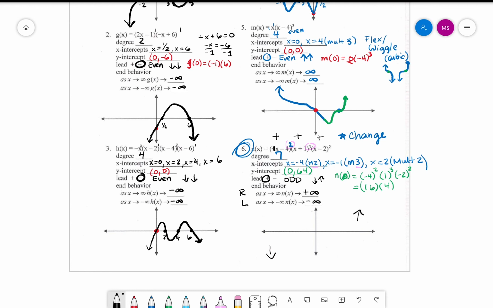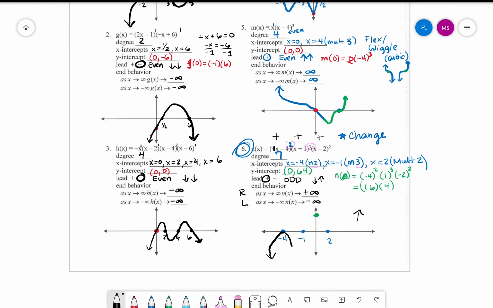Let's do a couple points that we need. 64 is up here somewhere. Our x-intercepts: -4, that's good for -4, -1, that looks like -1, and then 2. Okay, so multiplicities. Negative 4 has a multiplicity of 2, so that means it bounces. So we're going to go towards negative 4, but we're going to bounce back from it. Negative 1 has a multiplicity of 3, so it's going to wiggle.